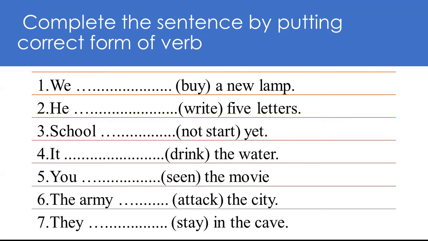He, the verb is write, 5 letters. School, not start. This is a negative sentence. Okay, I will do it for you. School has not started yet. School is a singular noun, so we will use the auxiliary verb has with it. And when making negative sentences, we always put not after the auxiliary verb and before the main verb. School has not started yet.